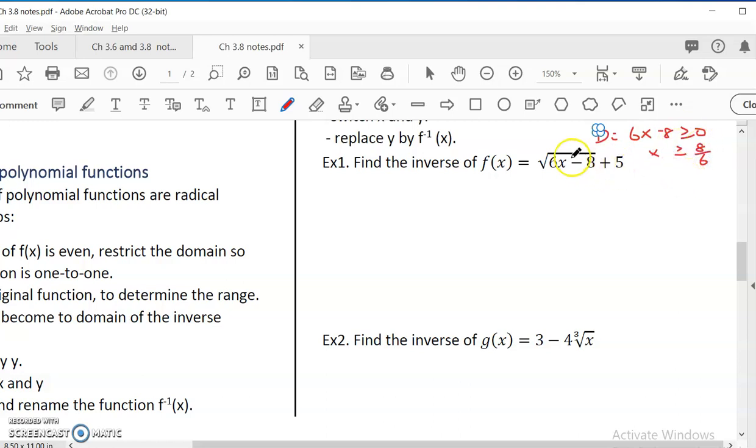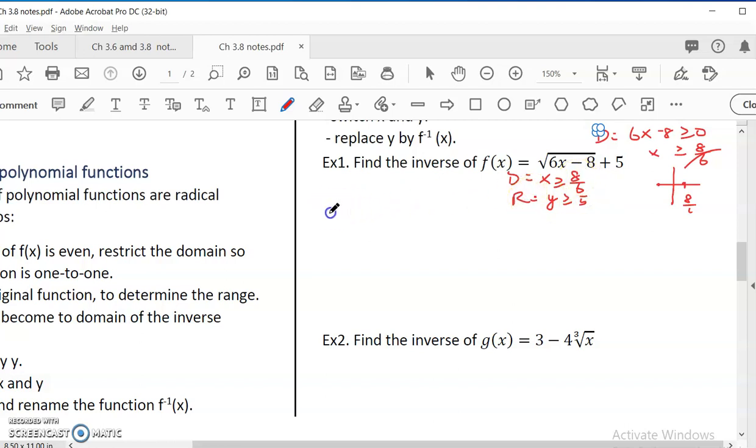And if I graph it, this is a square root function shifted and then up 5. So the range of it is what? It has a starting point of x equal to 8 over 6, and then up 5, right? So the domain is x greater than or equal to 8 over 6. The range would be y greater than or equal to 5. So this becomes the inverse function's domain, and this will be the inverse function's range.